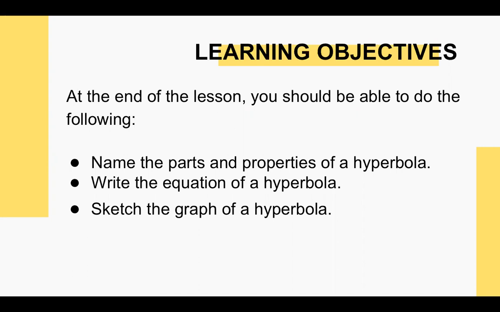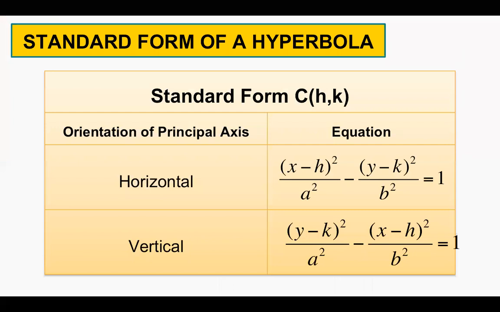If in the previous video discussion, we dealt more on the standard form of a hyperbola given center at the origin, now this time we will focus on the standard form of the equation of a hyperbola given center not at the origin, or in other words, the center is at any point on the Cartesian plane. Still, the equation of the hyperbola depends on the orientation of the principal axis.